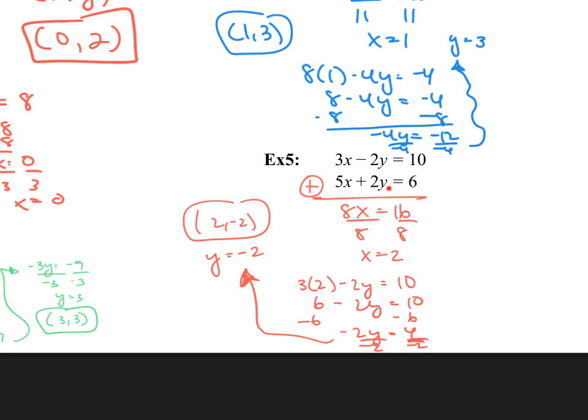And if I check it, 5 times 2 is 10. 2 times -2 is -4. 10 plus -4 is 6. This one's a little trickier. 3 times 2 is 6, but then it's a -2 and a -2, which is y. So that's going to become a plus. And so 6 plus 4 is 10. And so again, it checks out.